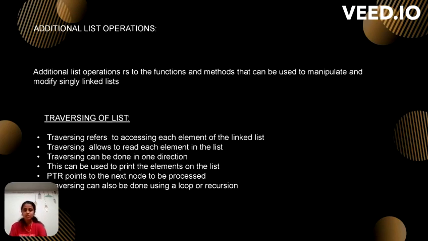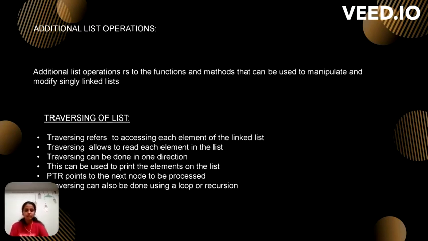Traversing of a list. Traversing of a list refers to accessing each element of the linked list. Traversing allows us to read each element in the list. It can be done in one direction, and this process can be used to print the elements of the list. A pointer points to the next node to be processed. Traversing can also be done using a loop or recursion.